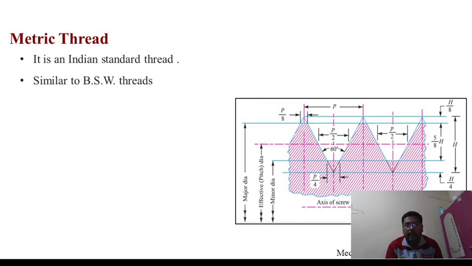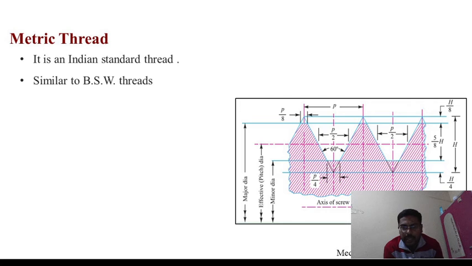So next one is metric thread. Metric thread is an Indian standard thread. It is also one of the types of thread. M means metric thread. It is similar to the BSW thread, British Standard Whitworth thread, but we are calling it metric thread. The indication of the parameter is M.